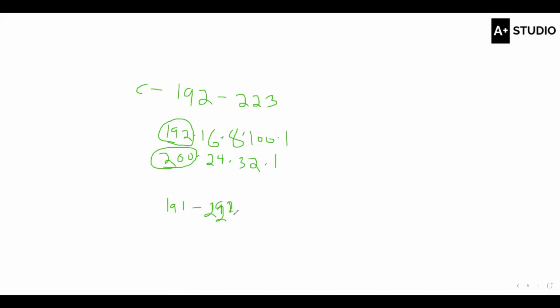223. Okay. Which means that 224 is different, and 191 is of a different class. So these are the ranges. You see this? We don't take anything out. It's the same. That is how it should be.